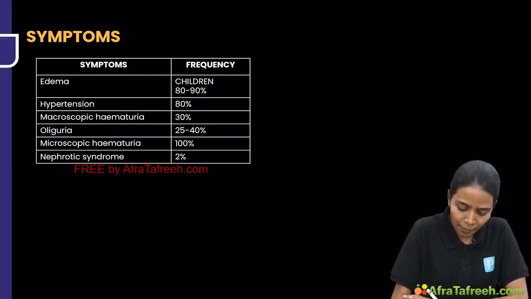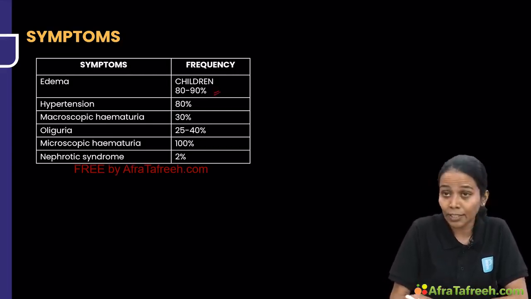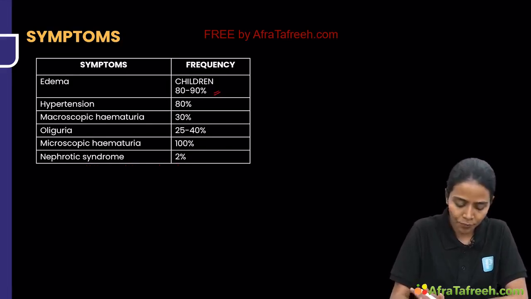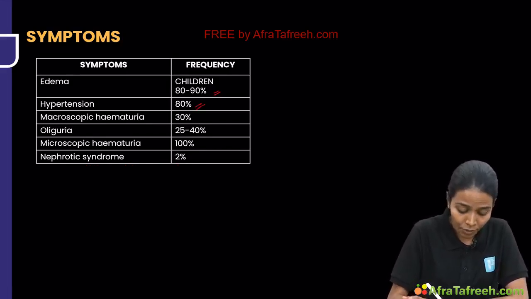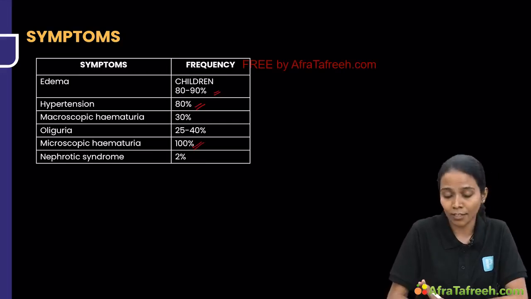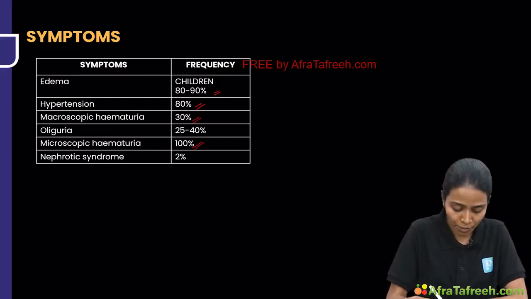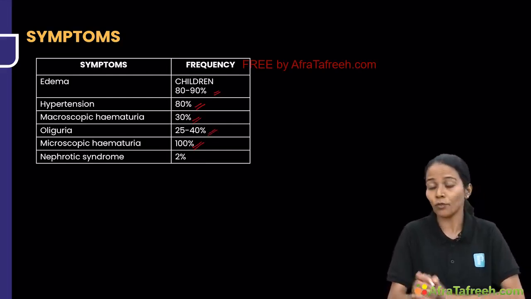Okay, so edema is the most common feature, seen in 80 to 90%. See, mostly it's a disease of children, so adults also can present with similar presentation. Okay, hypertension is seen in almost 80%. Then if you see, microscopic hematuria is seen in 100%. Okay, macroscopic hematuria is seen only in 30% of patients and oliguria in 25 to 40%.